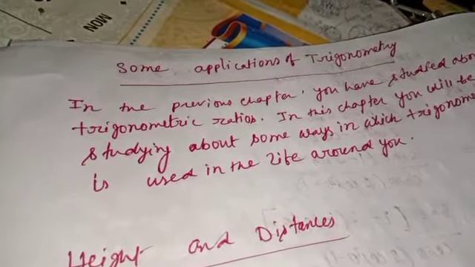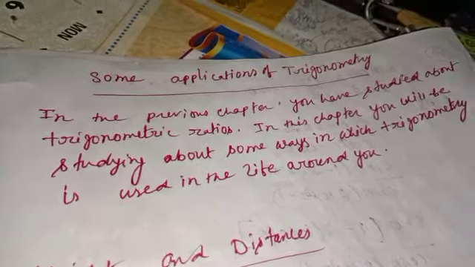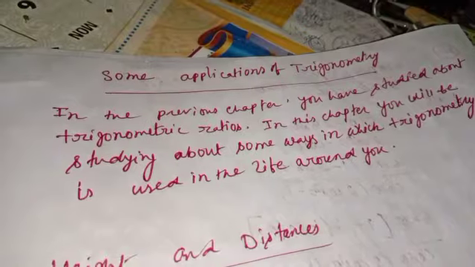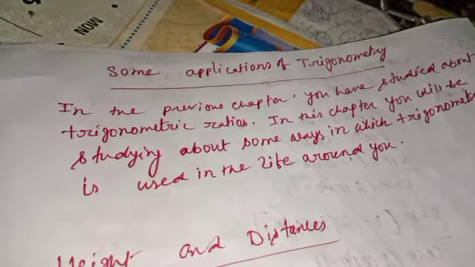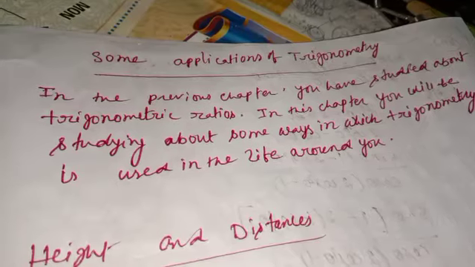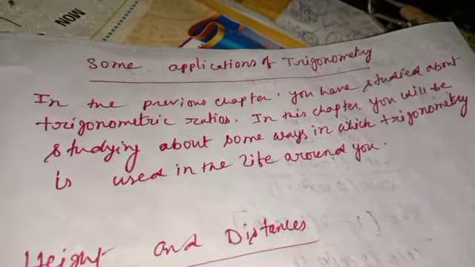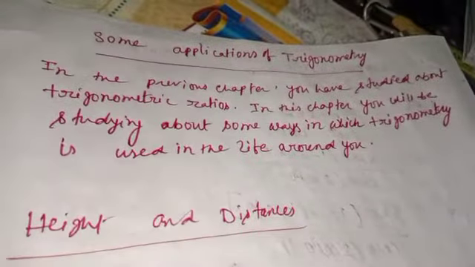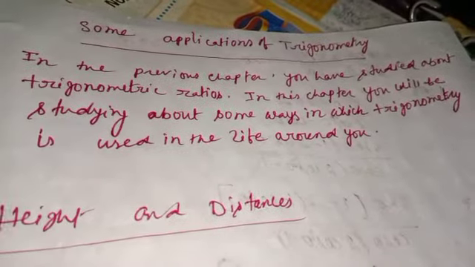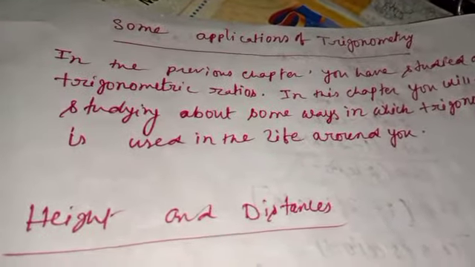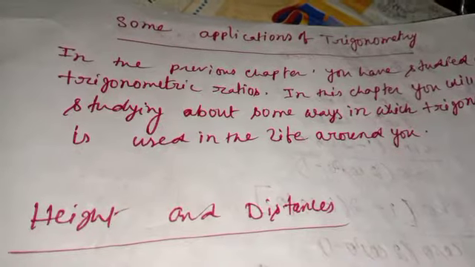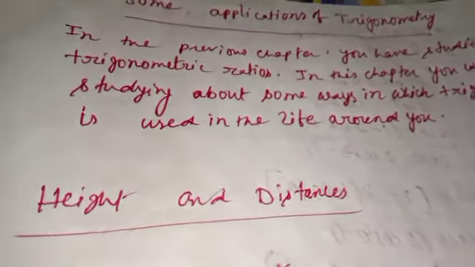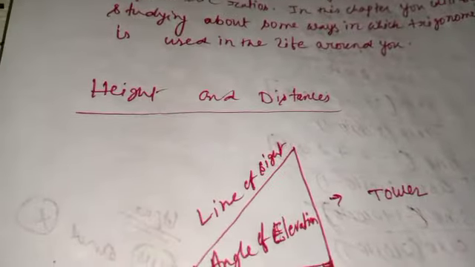In the previous chapter you studied trigonometric ratios, yes or no? Then some trigonometric ratios of specific angles, then ratios of complementary angles and trigonometric identities. So in this chapter you will study some ways in which trigonometry is used in the life around you, means in our surroundings. Especially, trigonometry is used to find the height and distance. Okay, so how do we find the height and distance?